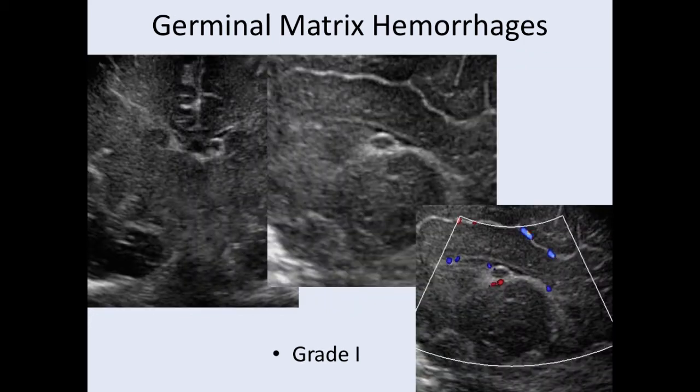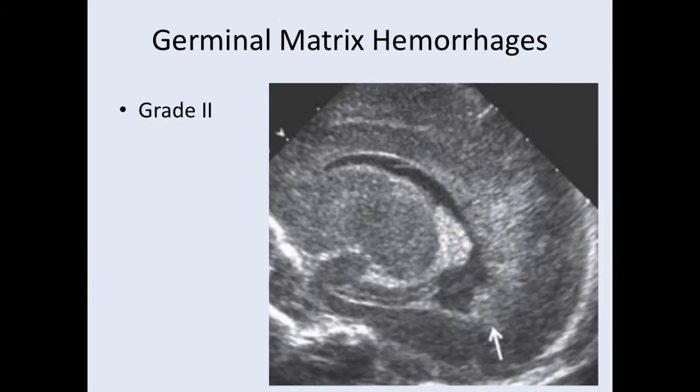This is a good example of what can happen as that grade 1 hemorrhage ages and the body starts to break it down. Sometimes what we'll see is a little cyst develop. So you see the small cyst that's at the caudothalamic groove. There's no blood flow on Doppler image. And this represents an older hemorrhage that has undergone some breakdown.